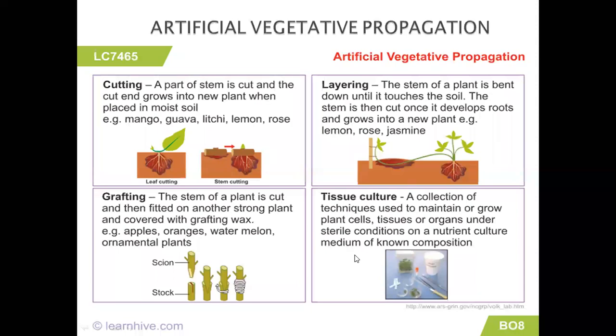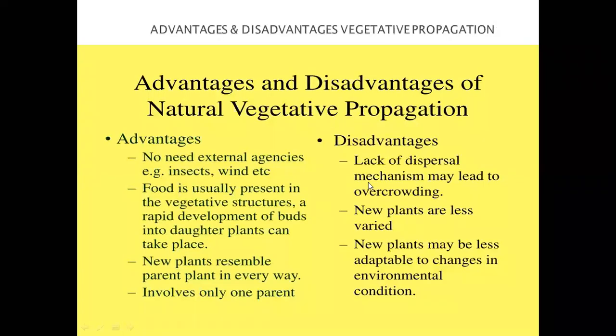Okay, next is advantages and disadvantages of natural vegetative propagation. We have done with the artificial vegetative propagation. Now we are going to see the advantages and disadvantages. Advantages include a few points here, and these are the disadvantages. So let's start with the advantages.